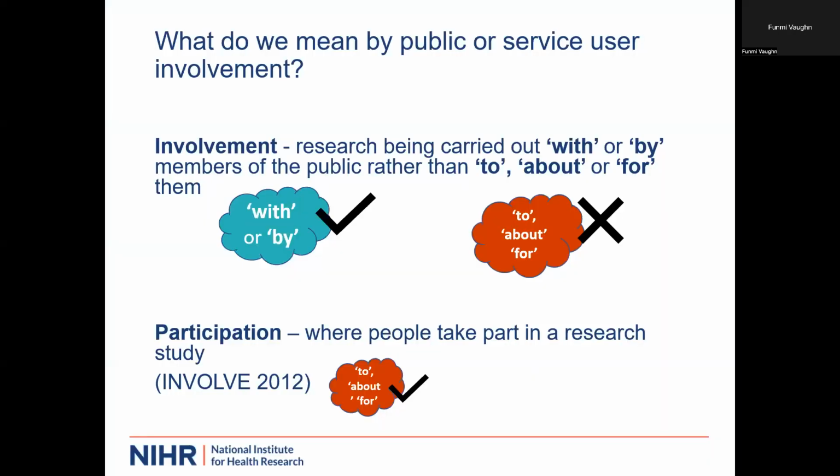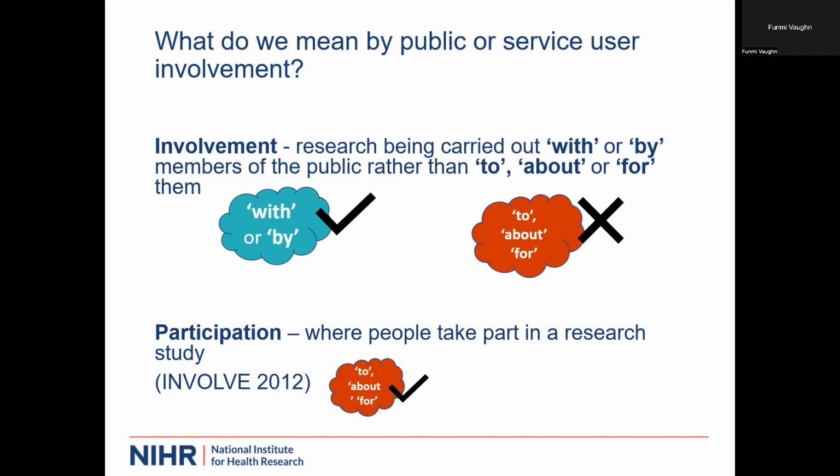How do you decide? I think the very fundamental, straightforward way to help you understand what PPI is, is to think about this definition of involvement. According to INVOLVE, it is research being carried out with or by members of the public, as opposed to to them, about them, or for them. So you are really going with or by, and that's where we want to go in terms of involvement, as opposed to to, about, or for.